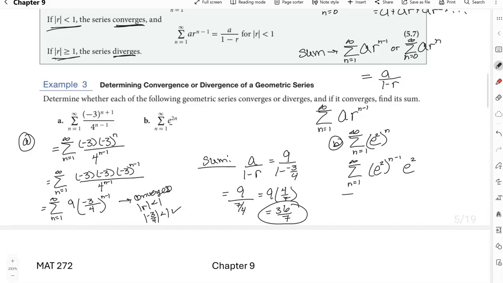So we can see that, let me rewrite this a little bit better. So we have e squared. So there's my a. My r is e squared also. And we can see that that r value is greater than 1. So this is going to diverge. If it diverges, then that means that the sum is not going to a specific value. It's shooting off to infinity.